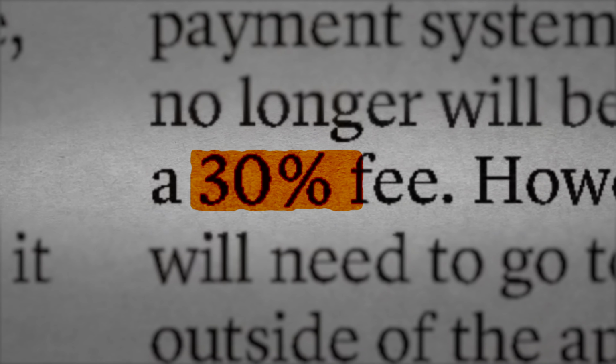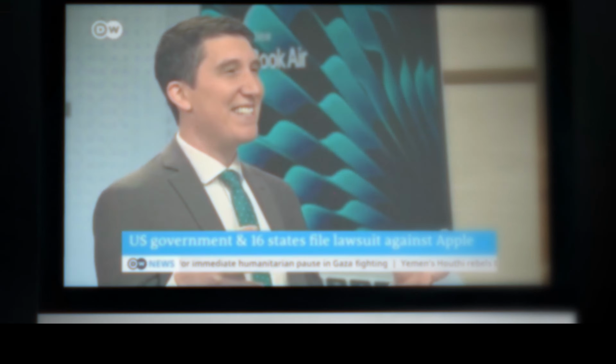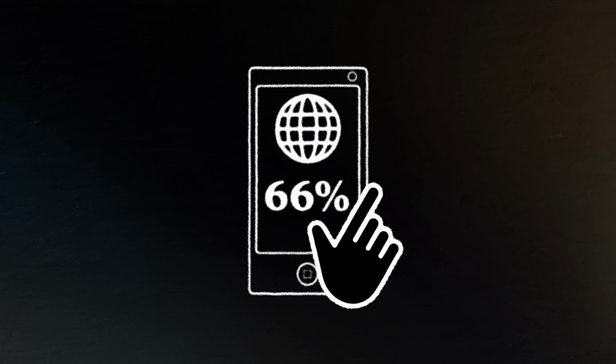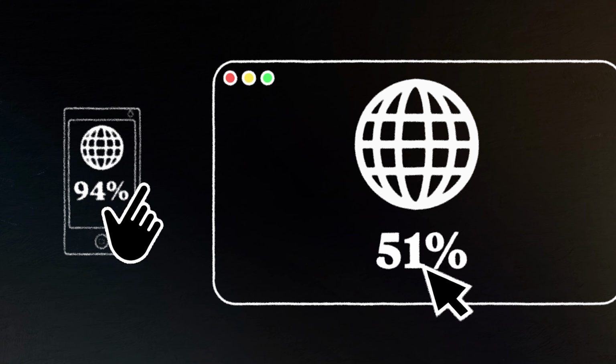The App Store is no stranger to controversy. Side loading is prohibited. Digital Markets Act. 30% commission on app purchases. Walled garden. 94% of internet usage happens on a smartphone, compared to only 62% on a computer.